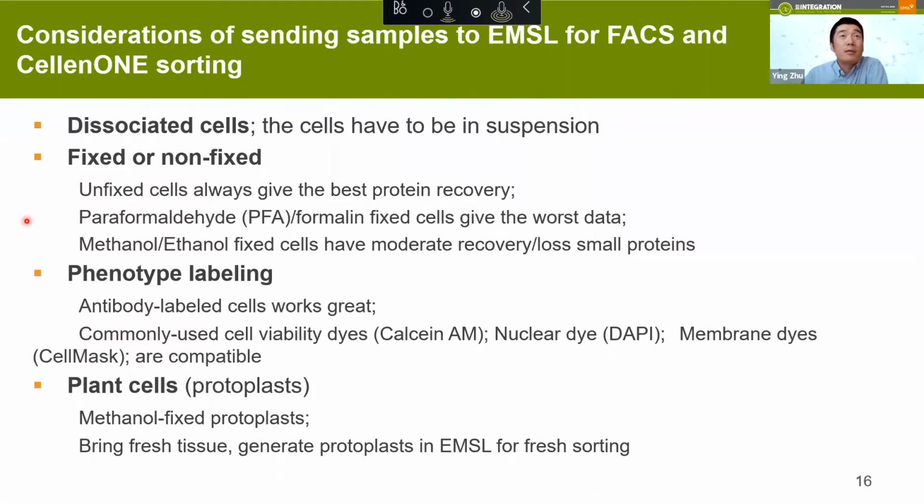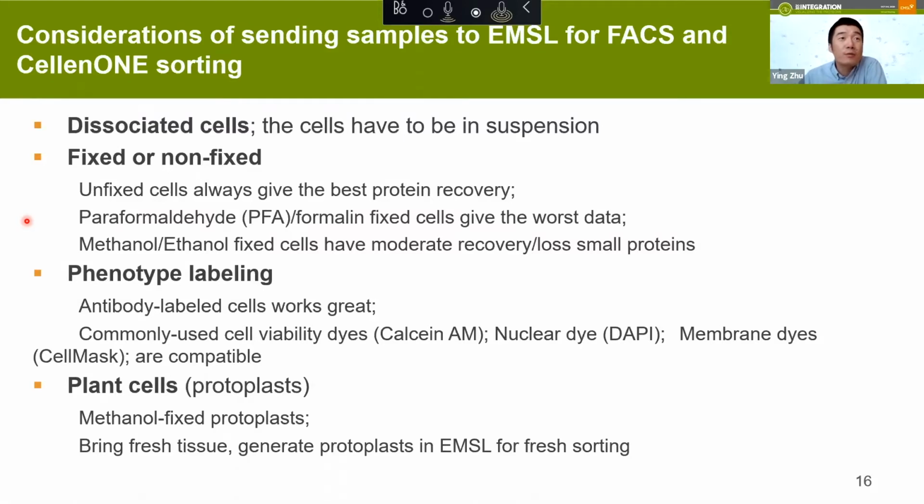General considerations: if you are working with ours or sending samples, preparing samples in your lab, at first we have to dissociate cells if we use flow cytometry or CellenONE. In terms of fixed or non-fixed cells, we always find unfixed cells always give the best protein recovery. Usually for fixed cells, the most common is PFA or formalin fixed cells. All the protein is cross-linked together, so it's really hard to de-cross-link the protein and recover them for proteome analysis. It gives the worst data. It still gives something, but the quality is not very good.